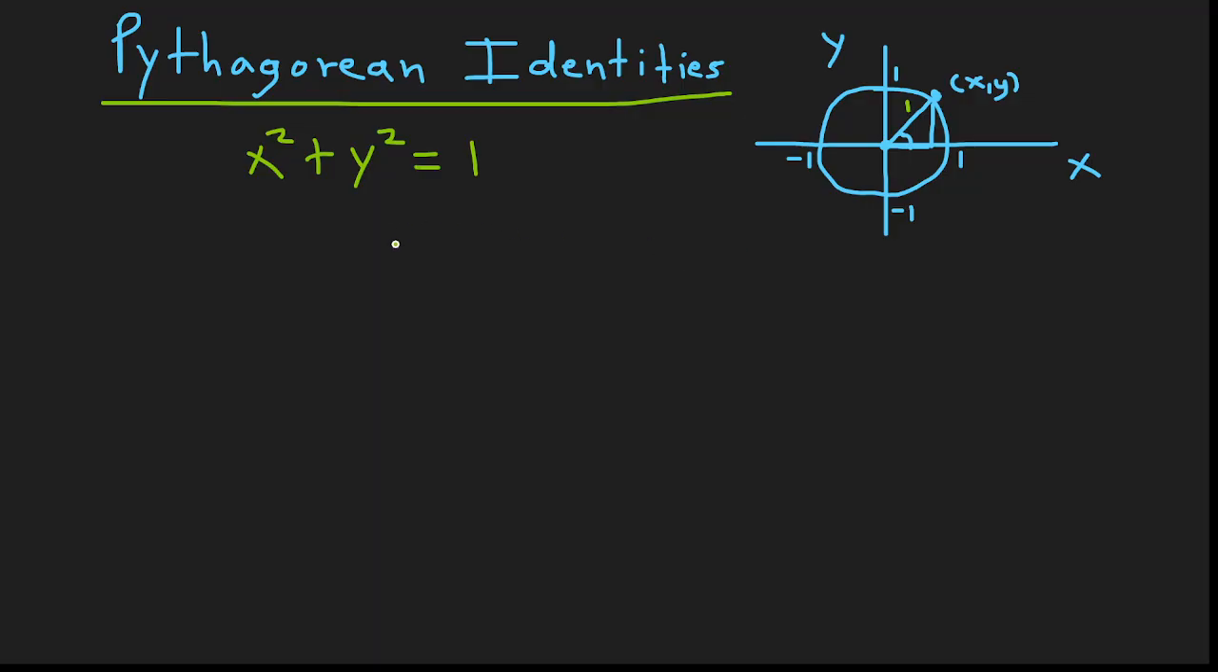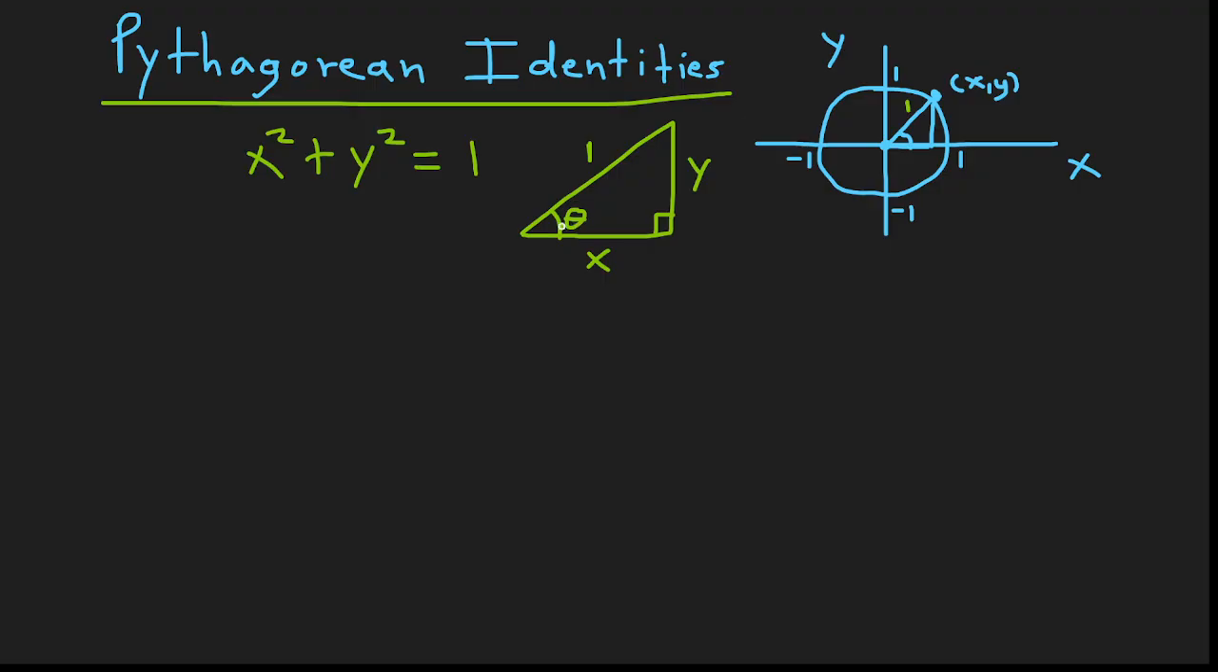And so the way we're going to derive these Pythagorean identities is to use this right triangle here. So we'll say this is angle theta. And we know that the hypotenuse, or the radius in this case, is 1. And so we know this side is going to be x, the horizontal side, and the vertical side is going to be y. So to get the x and y in terms of theta, we're just going to use the trig identities.